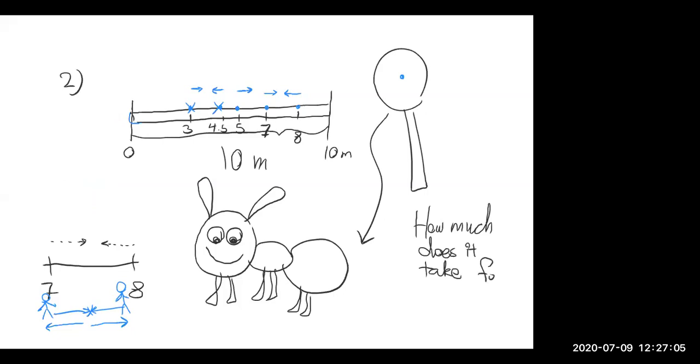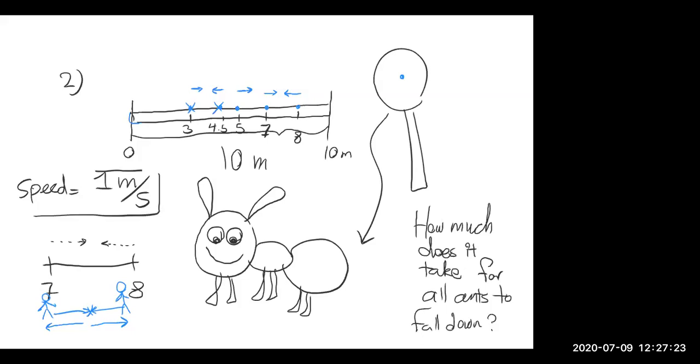Yeah, I would tell you, for all ants to fall down, if their speed is the unit. So the speed of ants is equal to 1 meter per second. How much does it take for all of them to fall down? Think about it for 2 minutes and then give me the answer.